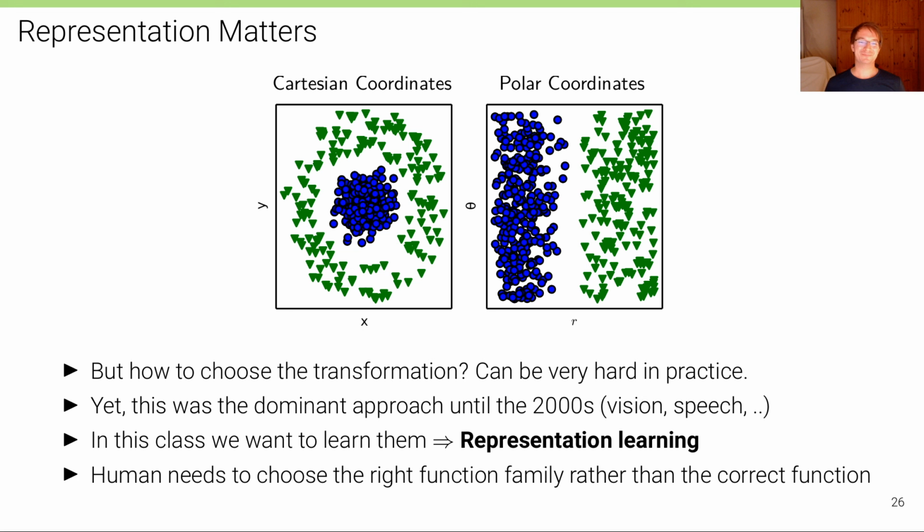In other words, now the human doesn't need to choose the correct function anymore, the correct feature representation, which is effectively just a function, but only needs to provide the right function family for the optimizer to optimize in and to retrieve the best function from within that family, right? So instead of designing the function itself, we're going towards designing families of functions.